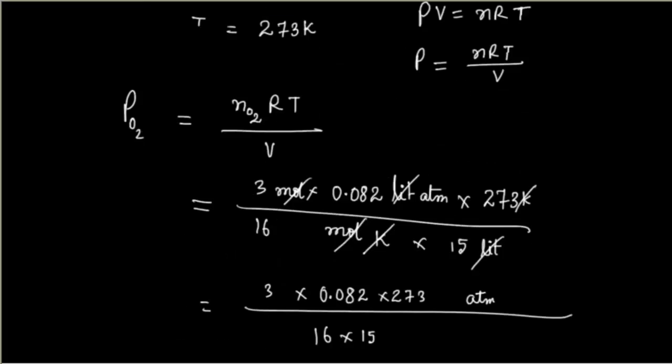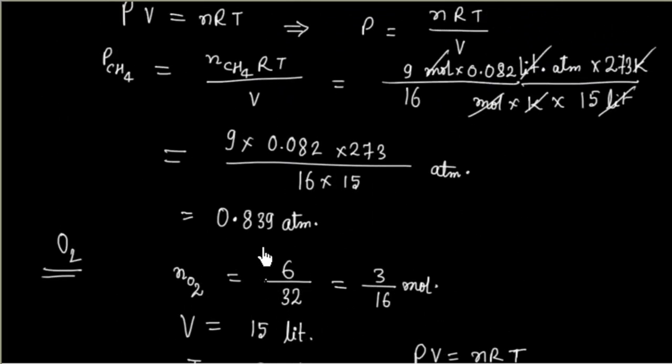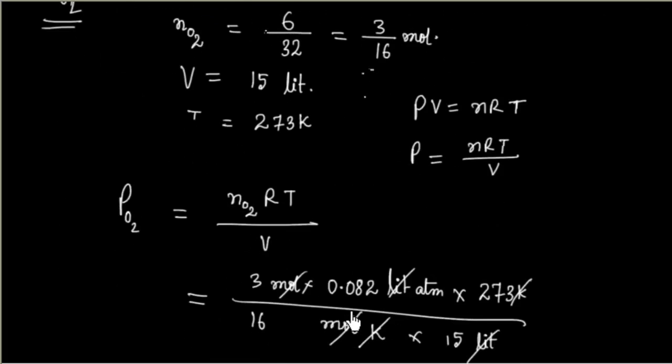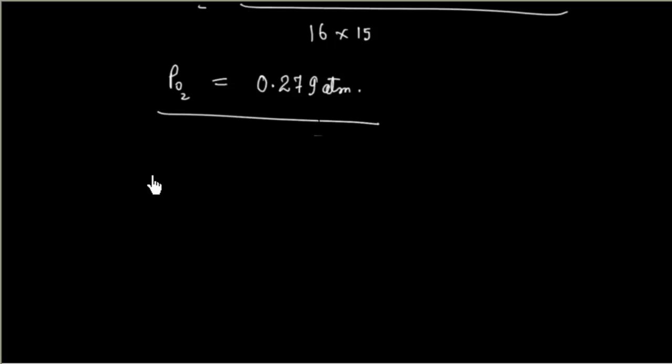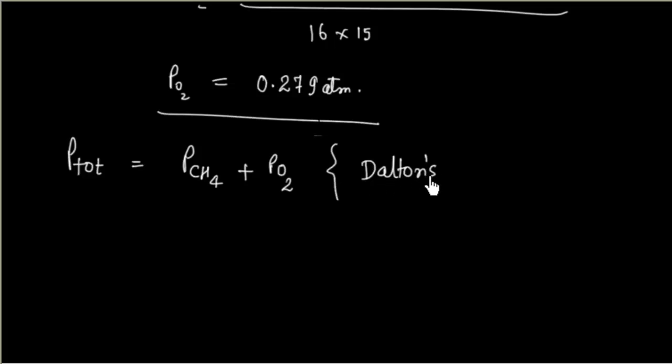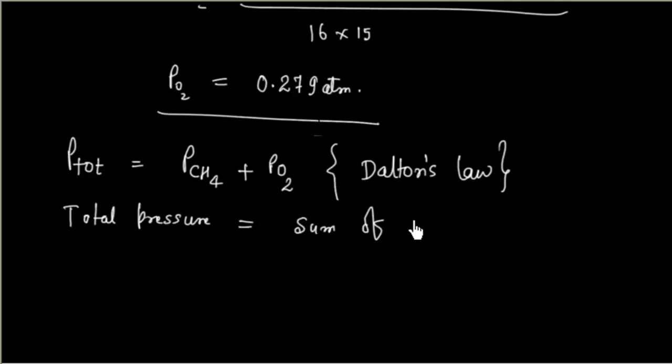So we know pressure due to oxygen. We also know pressure due to methane. This is the pressure due to methane. Now we can apply it to calculate total pressure. Dalton's law says total pressure is sum of the partial pressure, that is partial pressure of CH4 plus partial pressure of O2. So I am applying Dalton's law. What this law says, total pressure is equals to sum of the partial pressure.